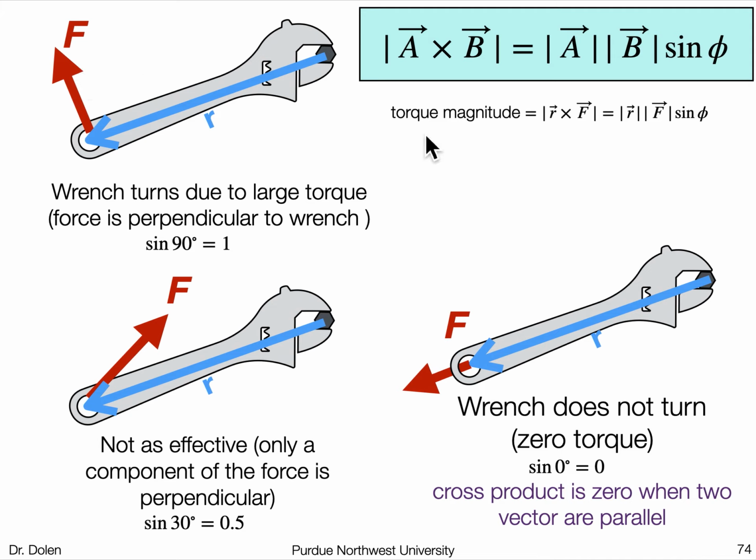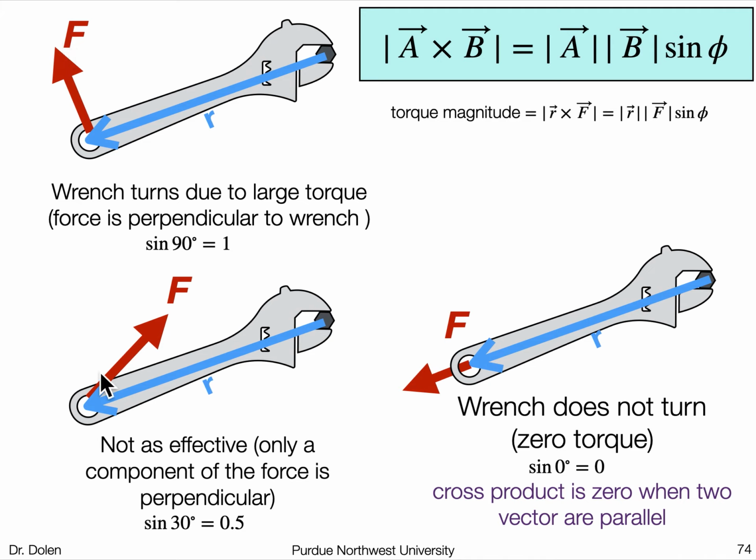And so if I want to turn this wrench, I could apply a force at this location in this direction, and that's going to give me torque, because by this definition, r F sine phi, where phi is the angle between these two vectors, sine of 90 degrees is equal to 1. Right? So this is just going to be r times F. That's going to be a large number. I'm going to get some torque. We're going to turn the wrench.